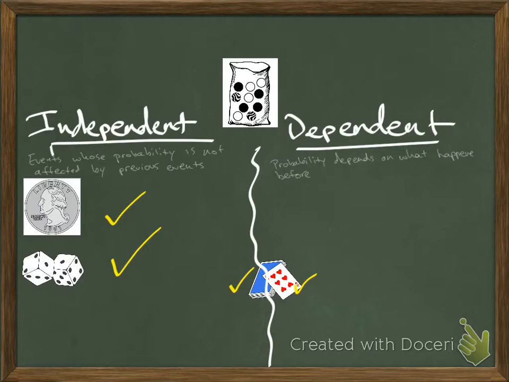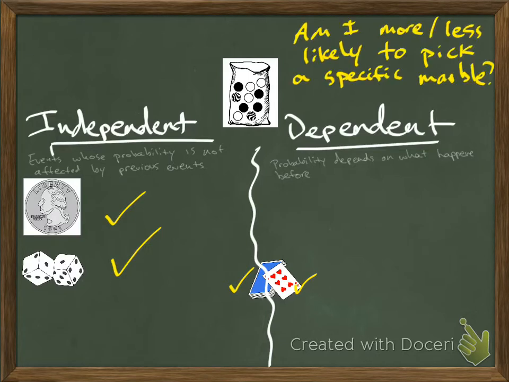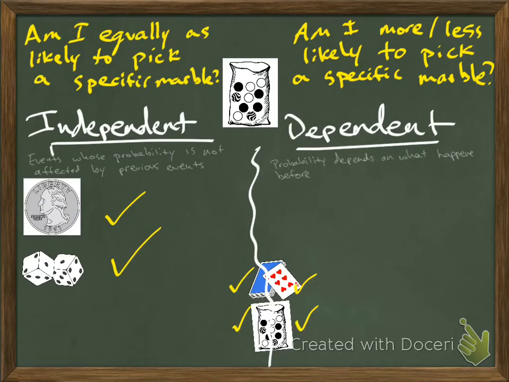We're going to ask really similar questions to what we've asked. Am I now more or less likely to make a specific pick, in this case maybe another black marble? Or am I equally as likely? Well, this is another example of an event that can be both independent and dependent. It depends on if I put the marble back in the bag before I make my second pick.